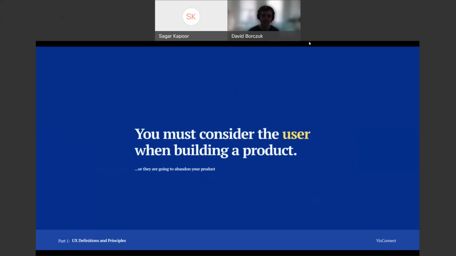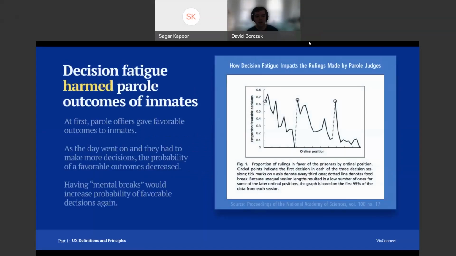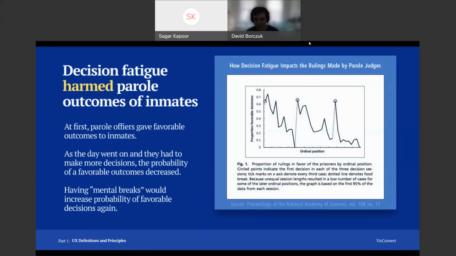And so you have to consider the user when building a product, or they're going to abandon your product. This is really important when building a dashboard for a certain audience. The dashboard has to be efficient, but you have to make sure that the user is generating an efficient job on their end as well. If they get too frustrated with your tool, they might abandon your product. And this is something called decision fatigue. Decision fatigue is the idea where you have so many decisions that you need to make, or you're dealing with a complicated task that's challenging your cognitive load, you eventually give up on that task.